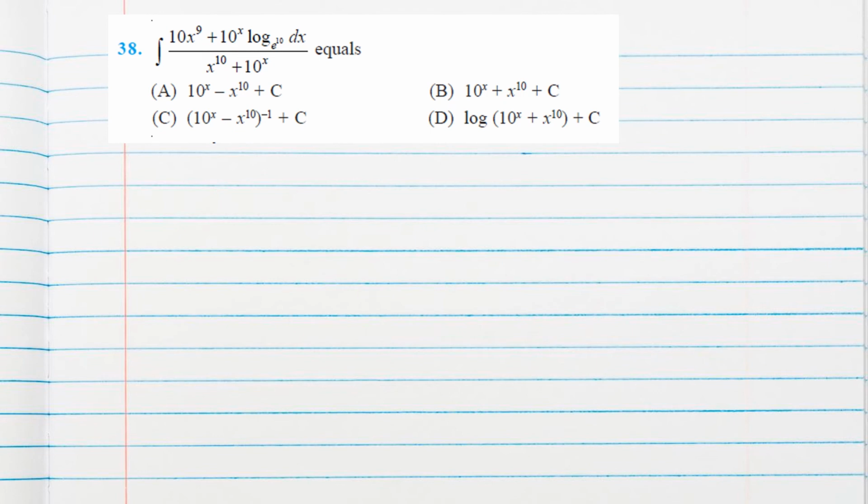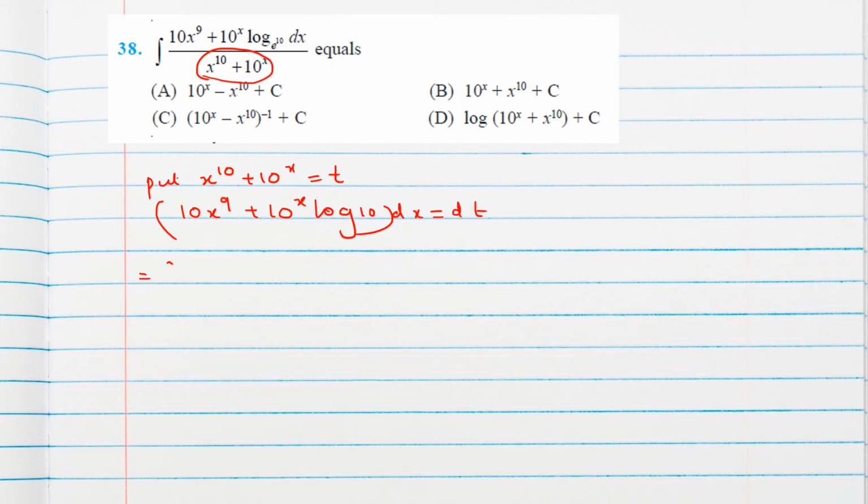38. So for this integral we can substitute the denominator. So put x power 10 plus 10 power x as t. So we'll get 10 x power 9 plus 10 power x log 10 dx equal to dt. So it's the whole numerator term we got here. So that means we can write dt in numerator and divide by t. So log of mod t plus c will come, log of 10 power x plus x power 10 plus c, which is in option D.